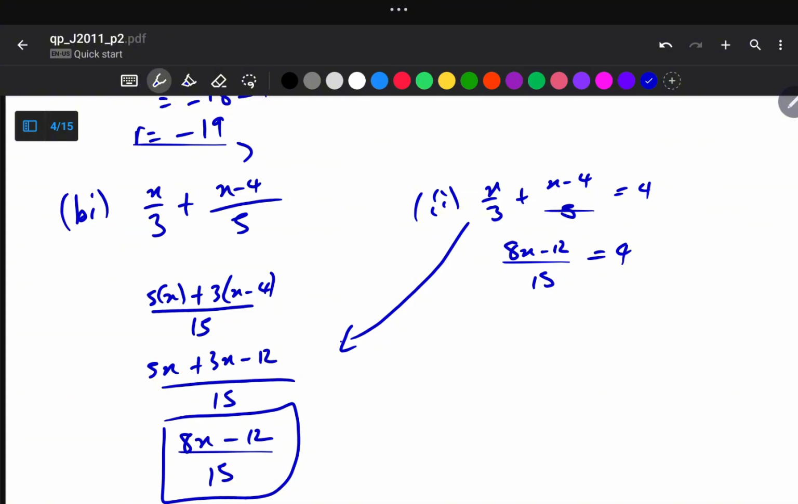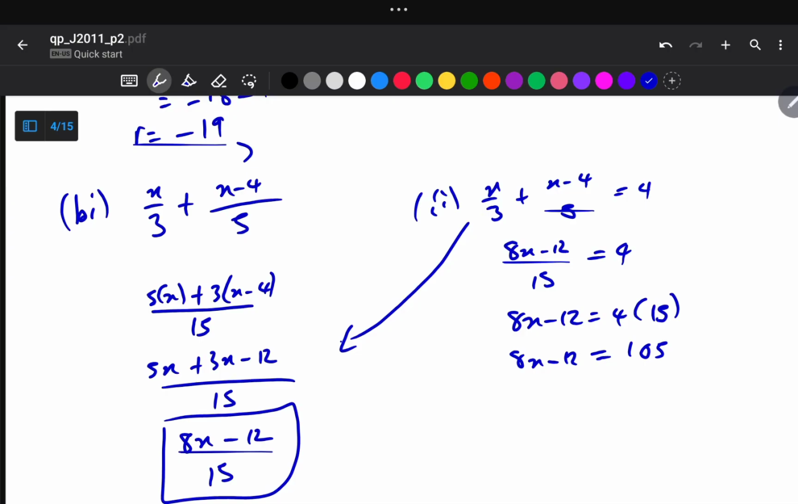So let us multiply both sides by 15 to clear this fraction. So we now have 8x minus 12 being equal to 4 by 15. So 4 by 15, this gives us what? 60. Therefore 60 is equal to 8x minus 12. And we want to find the value of x. So when we are given this variable, to solve the equation, the coefficient of x must be positive 1 and the power of x must also be positive 1.